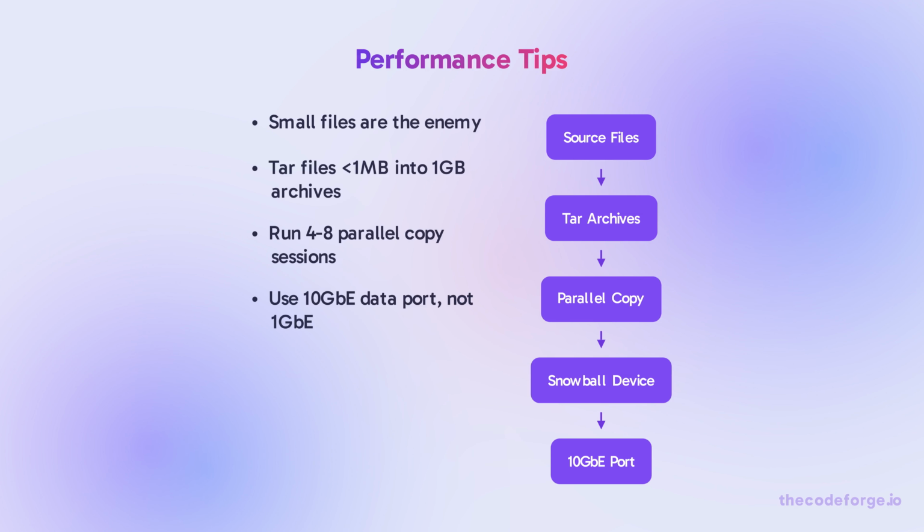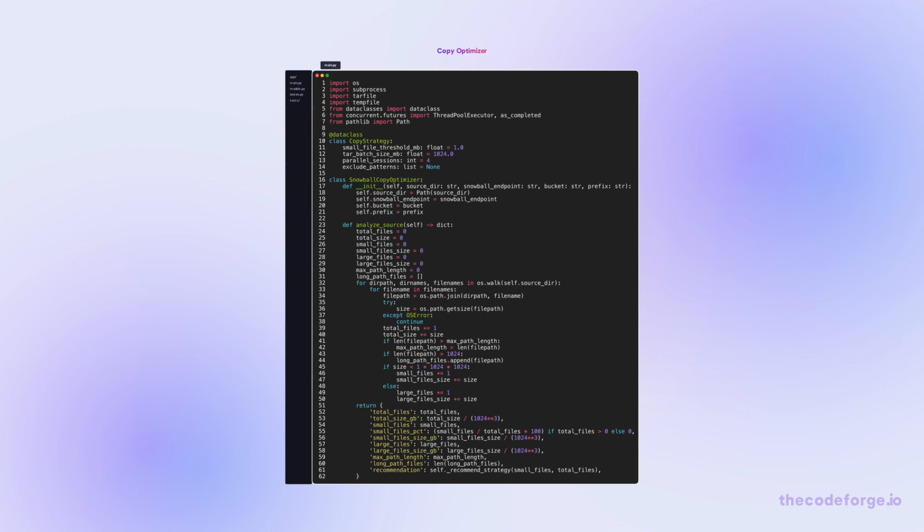Copy speed is dominated by per-file overhead. 10,000,000 1 KB files copy at 5 MB/s, taking days. Tar them into 1 GB archives, and copy at 100 MB/s. Always connect to the 10 GB data port. This analyzer scans your source directory and recommends a copy strategy. If small files exceed 20%, it suggests tarring. It also flags paths over 1024 bytes, which the Simple Storage Service adapter rejects.